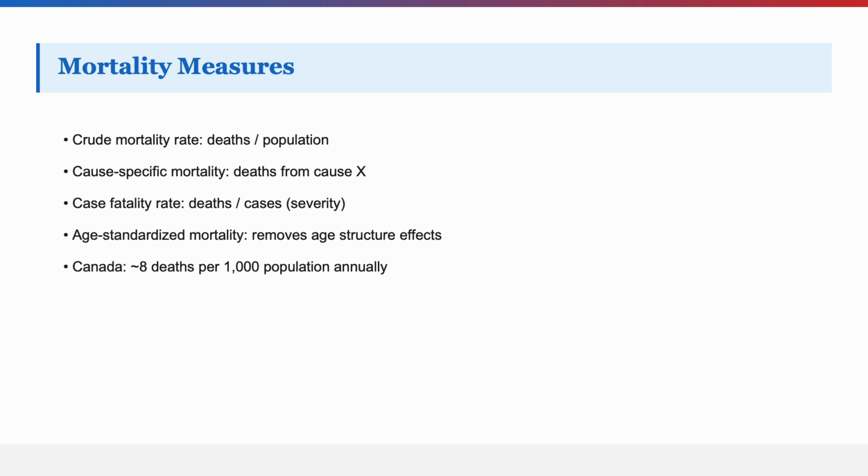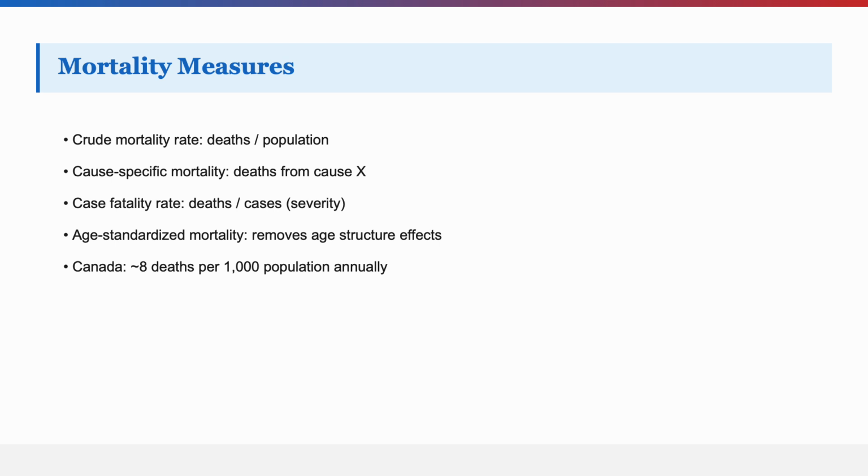COVID-19 CFR varies by age and healthcare access but is roughly 1 to 2%. Age-standardized mortality rates adjust for population age structure. Japan has a higher crude mortality rate than Guatemala because Japan's population is much older. Age standardization allows fair comparison by applying the same age structure to both populations.